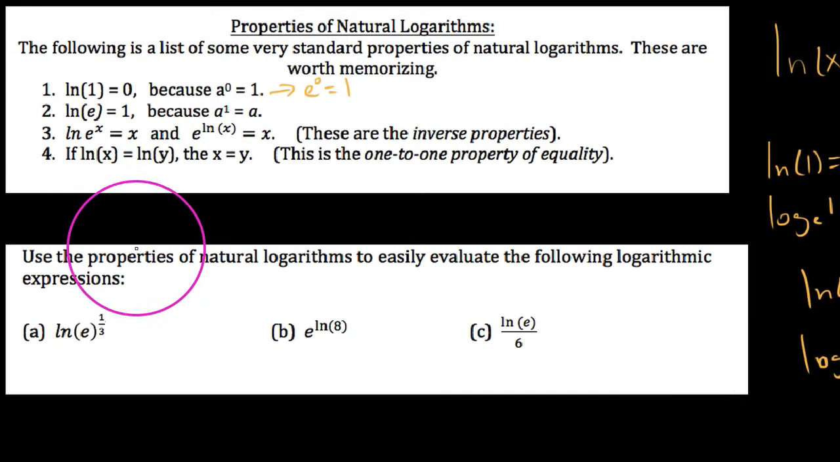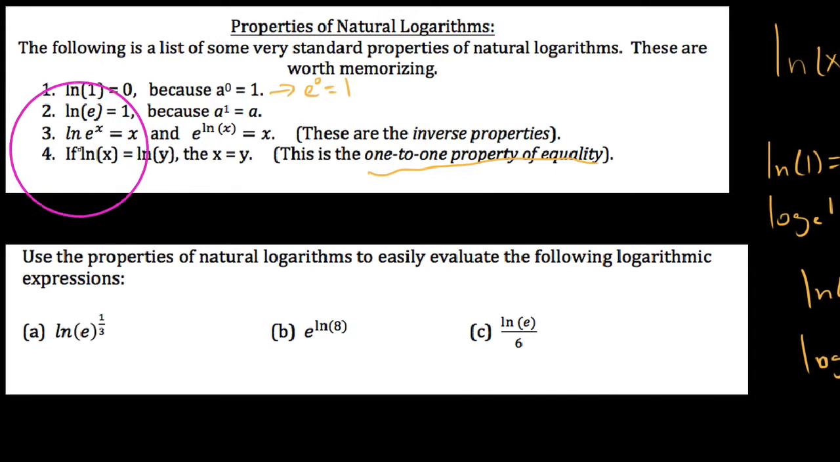The next two are very important to memorize. I'm going to skip down to number 4 first. If the ln of x is equal to the ln of y, then x and y must be the same thing. This is the one-to-one property of equality, and it's definitely not specific to just logarithms or math. It's true for many things.